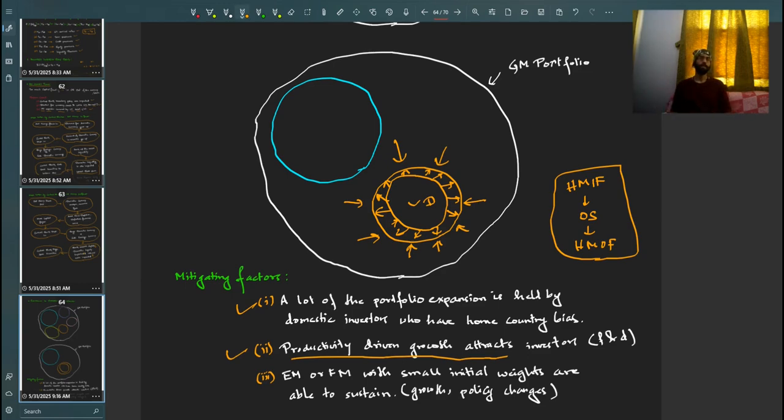The third point is that emerging markets and frontier markets with small initial weights are able to sustain this kind of growth much more, because their opportunity base is very large compared to a larger currency portfolio. Let's say compared to USD, another emerging market currency has a larger scope of investing outside. How? Let me discuss. For example, let's say an investor is invested in assets denominated in dollars, right?